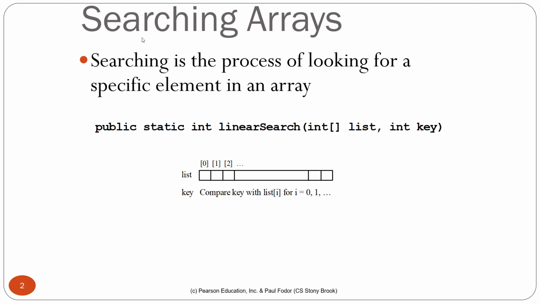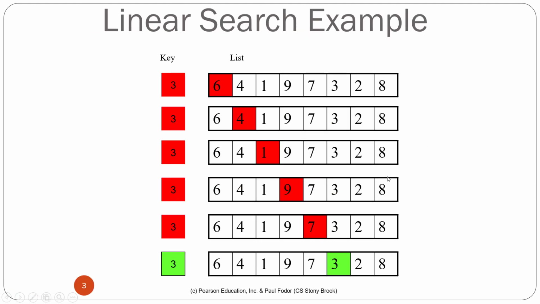Okay, so what is searching? Searching is the process of looking for a specific element in an array, and that specific element we'll call the key. Okay, so what is linear search? Again, we have an interesting example to highlight how linear search works. Now this list is an array with 1, 2, 3, 4, 5, 6, 7, 8 elements. Now what do you do?